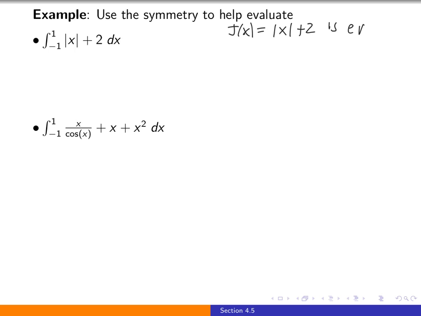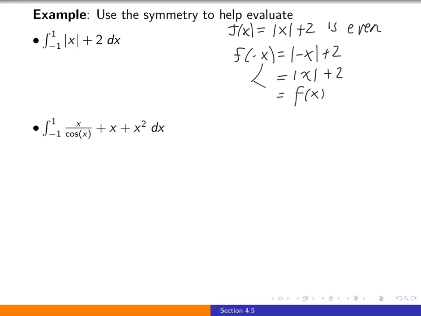And the reason it is even is you just think when you plug in a negative value, you get the same thing as you would for a positive. f of minus x is the absolute value of minus x plus 2, which is the absolute value of x plus 2, which is f of x. So whenever f of minus x equals f of x, that's the definition of what it means to be even.